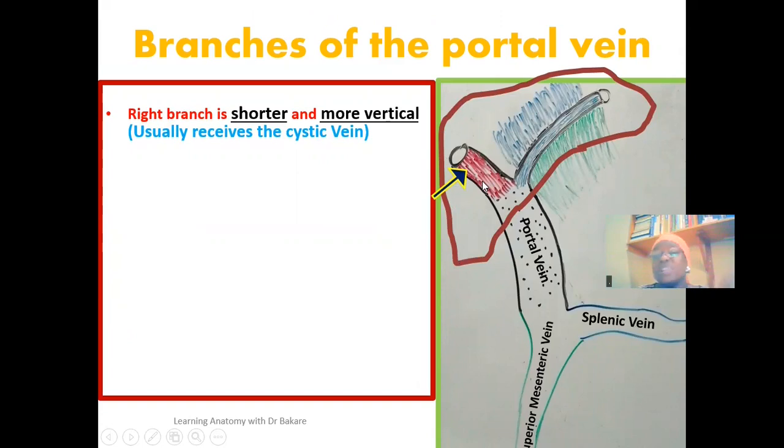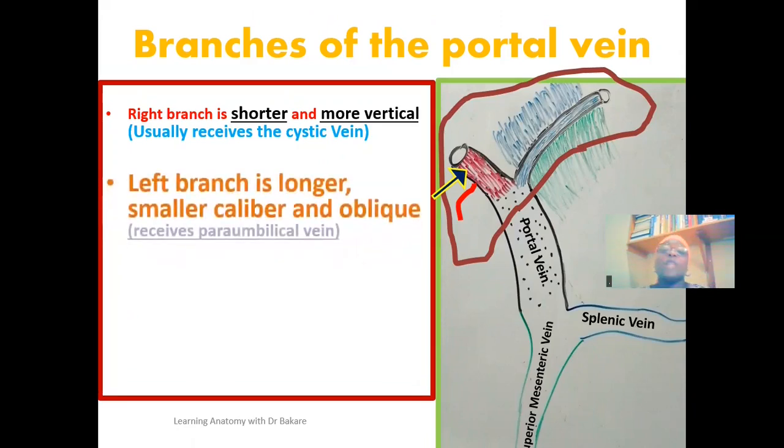And of course, we know in our previous slide that it receives veins from the gallbladder, which is the cystic vein. So you have the cystic vein, of course, draining its deoxygenated blood and also nutrient-rich blood into the right branch of the portal vein. This we've established in our previous slide. Just for us to know that this right branch of the portal vein is shorter than the left, it is also more vertical. While the left branch is longer, as you can see, this is the left branch. It is longer than that of the right. It is also smaller in caliber, and it is oblique. If you look at the position, it is obliquely placed.